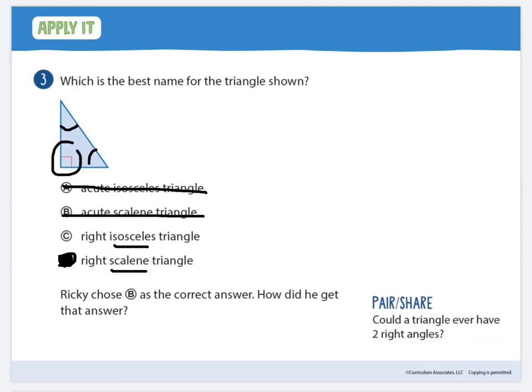How did he get that answer? Well, he was correct with the scalene because all the sides are different. And I understand why Ricky might have chosen acute because there are 2 acute angles in the triangle. However, remember that it only takes 1 right angle to classify a triangle as a right triangle versus an acute triangle.